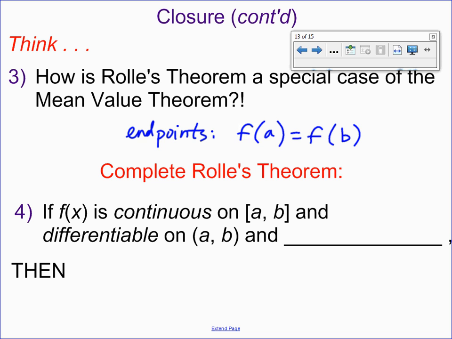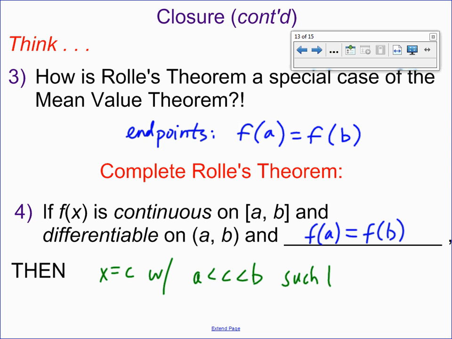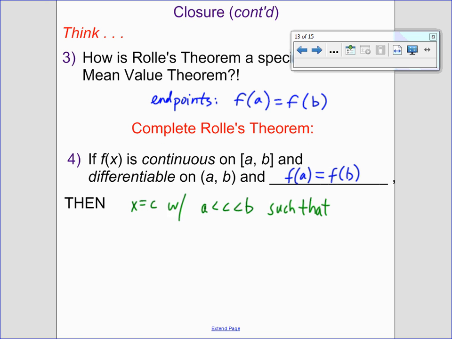And what's our last part? Well, we just added that the y coordinates of the endpoints are equal. Then what must be true? Well, there has to be some x equals c with c on my interval a to b such that. And what was the special case with Rolle's theorem then, Jake? You'd say horizontal tangent. Absolutely.